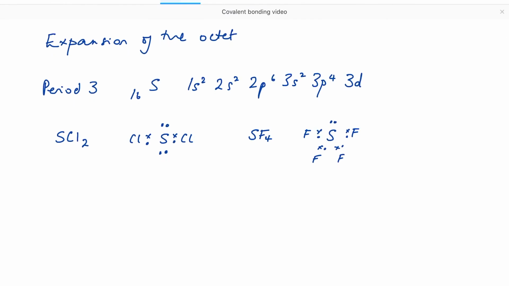Finally, we might think about SF6, in which case sulfur uses each of its 6 electrons, the S2 and the P4 electrons, to form 6 bonds, each with a fluorine, and we will have 12 electrons in the outer shell of sulfur. The octet has been expanded.